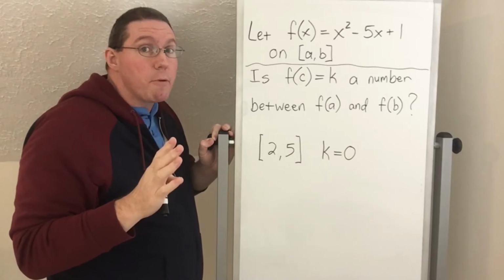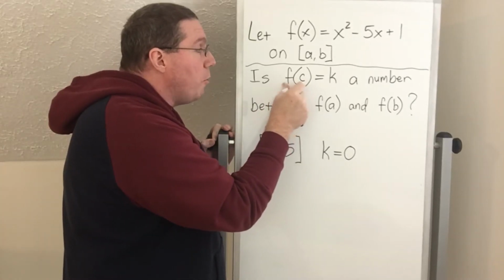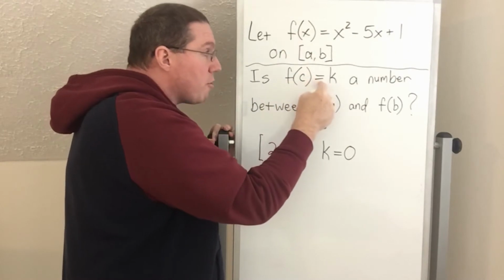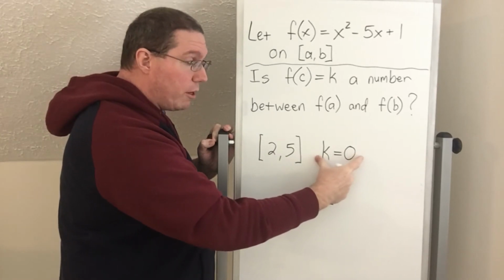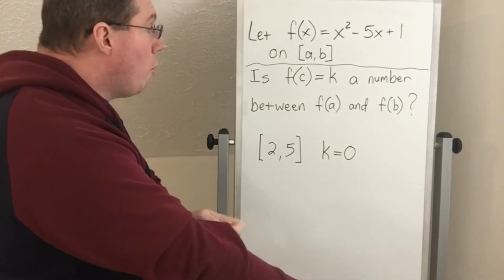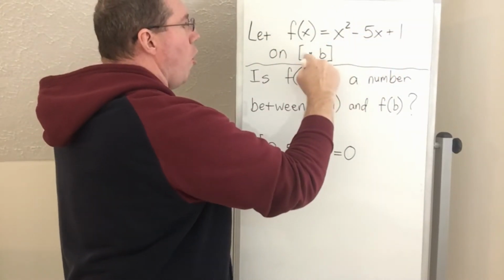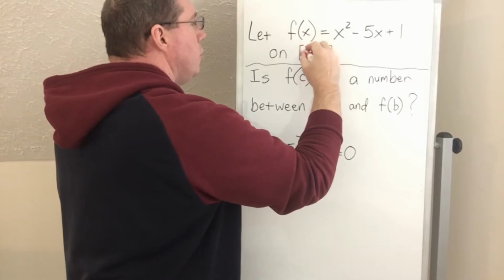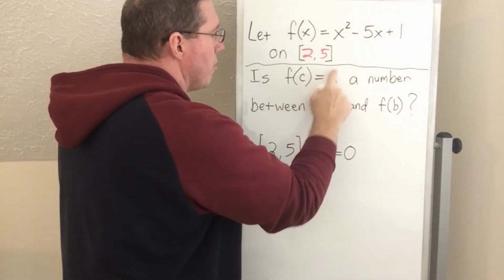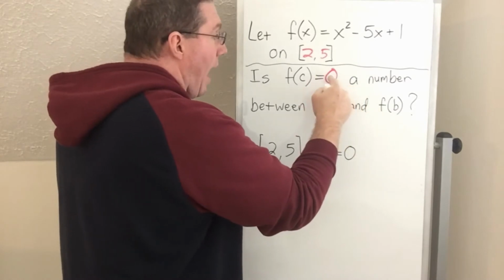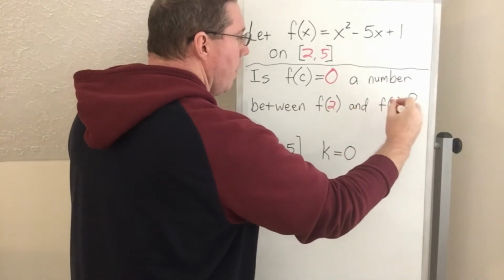But not the letter c. C is actually representing a value. We just don't know what that value is. So if there was a number that we could plug into this function, the answer would be whatever the number k is. And down here you can see that for this particular problem, we're going to say that k is equal to 0. So what we could do is say, let f of x be this function on the interval from 2 to 5. And then we ask the question, is f of c equals, instead of k, 0? Is that a number between f of 2 and f of 5?